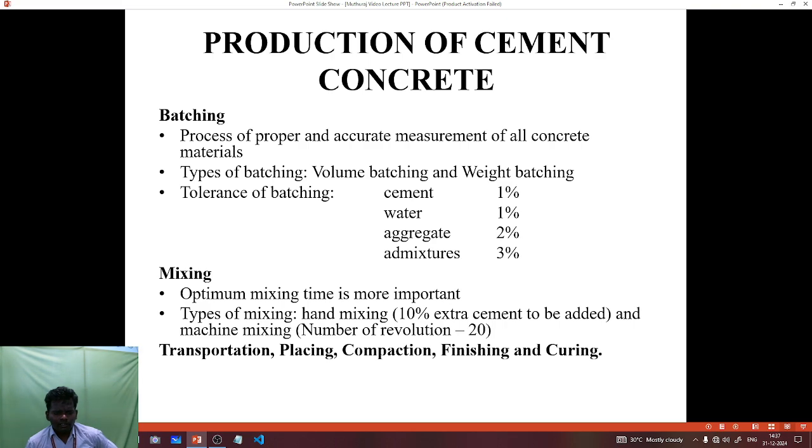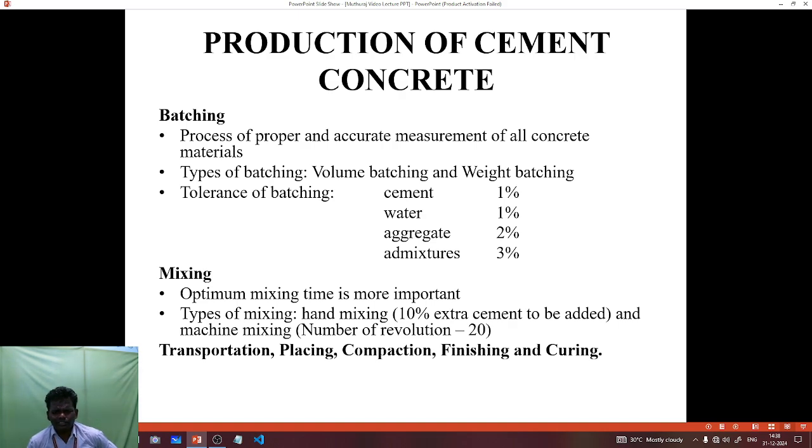Mixing: optimum mixing time is important. Types of mixing: hand mixing, for which 10% extra cement is to be added, and machine mixing, where the number of revolutions is 20. And then transportation, placing, compaction, finishing and curing.